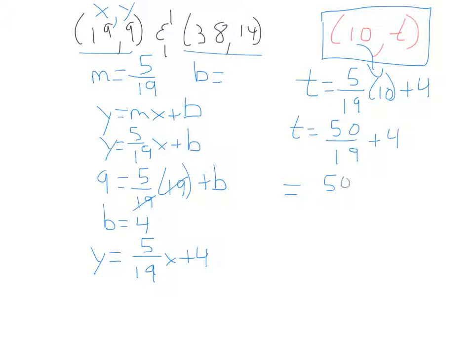That's equal to 50 over 19 plus, would that be 76 over 19, I think? And the total would be 126 over 19. And so the t value would be 126 over 19. So I think that's what you're going to do there, if I'm reading that correctly.